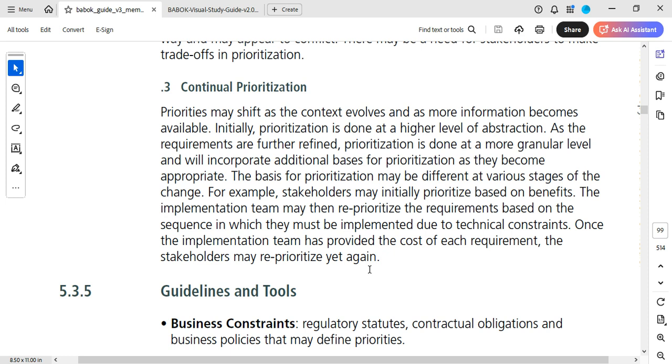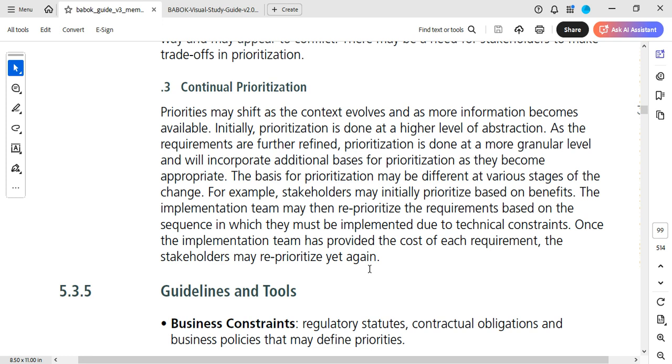Continued prioritization. Priorities may shift as the context evolves and as more information becomes available. Initially, prioritization is done at a higher level of abstraction. As the requirements are further refined, prioritization is done at a more granular level and will incorporate additional bases for prioritization as they become appropriate. The basis for prioritization may be different at various stages of the change.